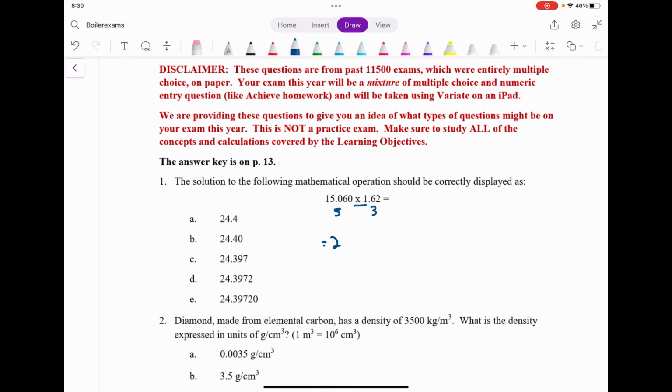And let's see, the full answer we get is 29.3972, and we're going to round that down to 3 sig figs, 24.4, and that leaves us with A.